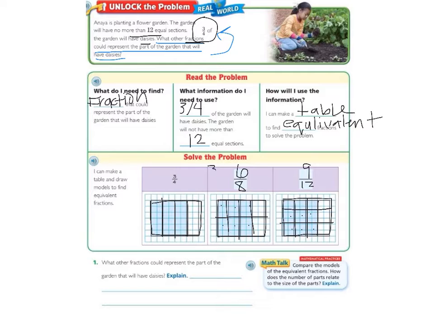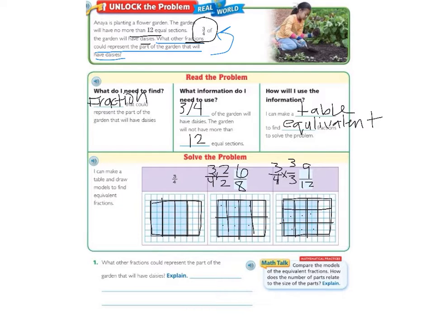I can also use the multiplying math to see how I can get there. To get from 3/4 to 6/8, I multiplied both the top and the bottom by 2. To get from 3/4 to 9/12, I multiplied both the top and bottom by 3. So we could draw a picture, we could make a table, and we could use numbers to back it up.